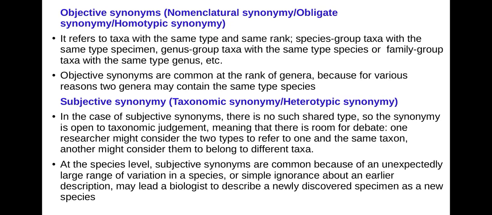Continuation of the previous video about zoological nomenclature. Next is about objective synonyms, or nomenclatural synonyms, obligate synonymy or homotypic synonymy. It refers to taxa with the same type and same rank: species group taxa with the same type specimen, genus group taxa with the same type specimen, species or family group taxa with the same type genus.